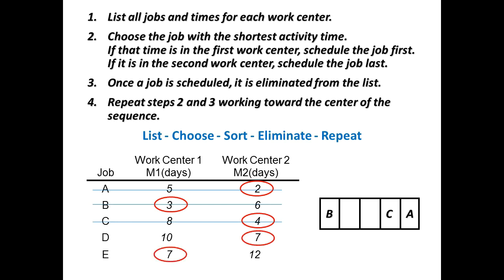Notice that job D and E have the same shortest activity time. To schedule D and E, we have to look at where the activity time exists on the work center. Activity time for job D is at work center 2 and job E is at work center 1. That's why we schedule job E first, followed by D.